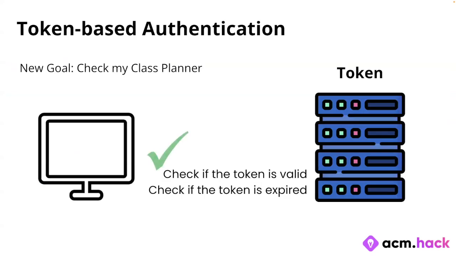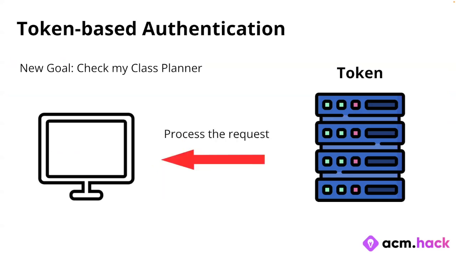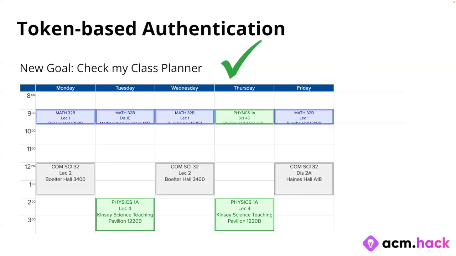But let's just assume that our token was indeed valid and has not yet expired. So now the server will approve our request to get the class planner for our account. And as a result, we can see which classes we're taking for this quarter.